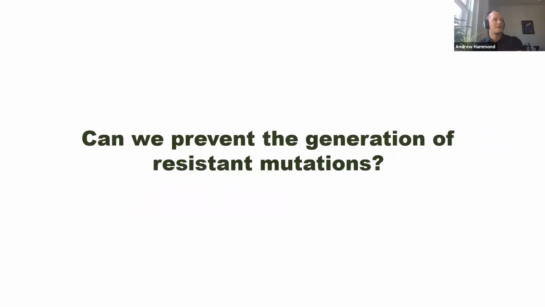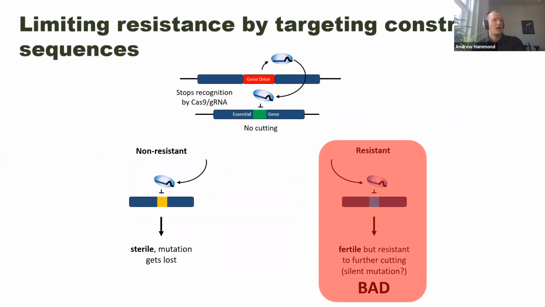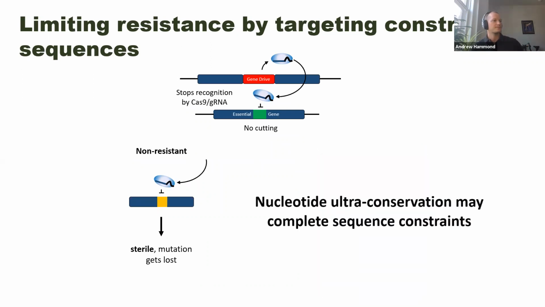So how can we prevent the generation of these resistant mutations? And what I mean again is these ones that are truly resistant because they encode a functional version of that essential gene. So we thought that maybe looking at genes that show some sort of conservation in nature might be the best way to find something that is unable to tolerate new mutations very easily.